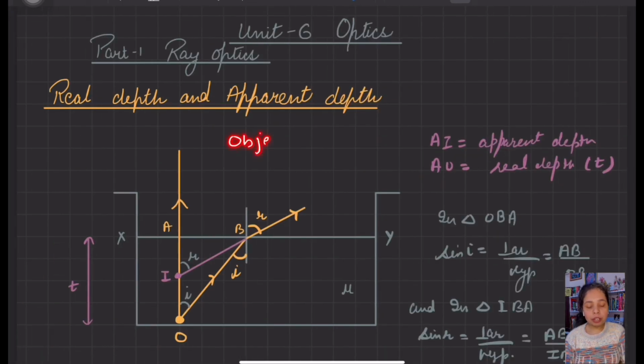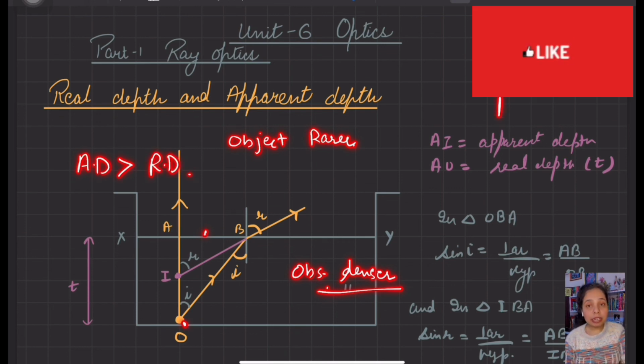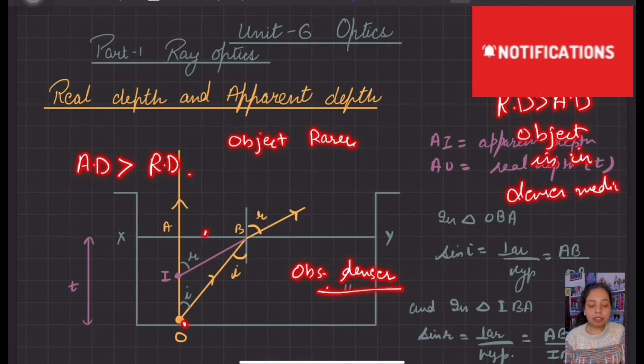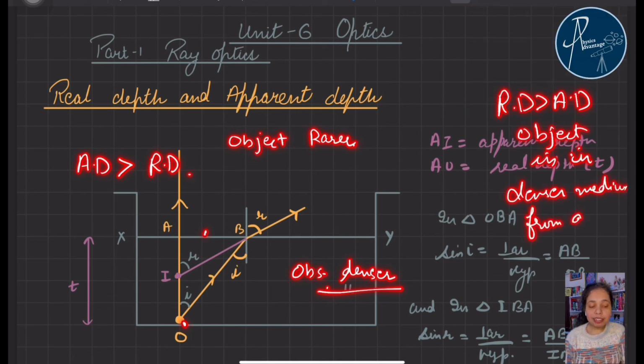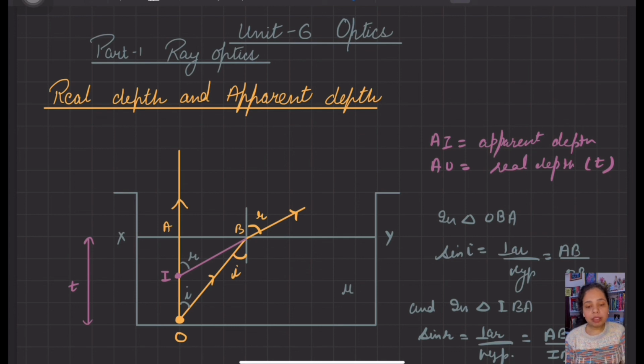position of the object. Now if the object is placed in a rarer medium and we are observing it from the denser medium, so the observer is inside the water but the object is in the rarer medium, in that case things will become opposite, that is apparent depth will be greater than the real depth. So real depth is greater than apparent depth when the object is in denser medium and observer is in rarer medium, and apparent depth is greater than the real depth when the object is in rarer medium but the observer is in denser medium. So I hope you have understood it.